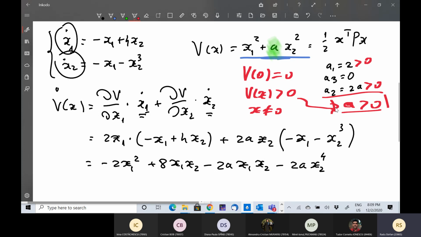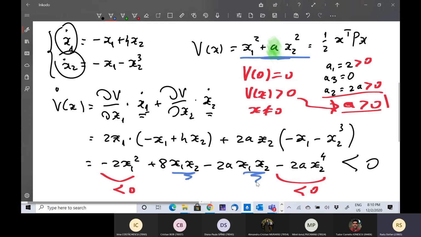Now look at what we have obtained for the derivative. We want this to be strictly negative. And now I have red terms and blue terms. The red terms with definite signs are those ones. It's obvious that if a is positive, this will be negative, and this will be negative again. But these are definite sign terms. x1 squared is always positive. x2 fourth is always positive. If I put minus 2 and minus 2a with a positive, these will be negative terms. And we remain with the blue terms.